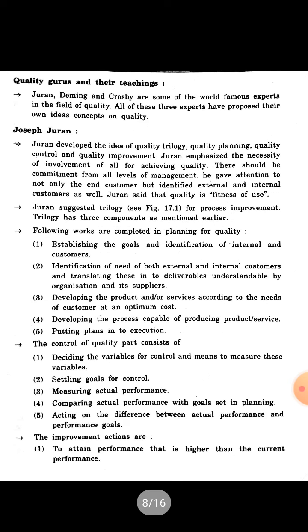Now next is the quality gurus and their techniques. So here Juran, Deming and Crosby are some of the world famous experts in the field of quality. All of these three experts have proposed their own ideas for quality control. Now first we discuss the quality guru Joseph Juran. So here Juran developed the idea of the quality trilogy: quality planning, quality control and quality improvement.